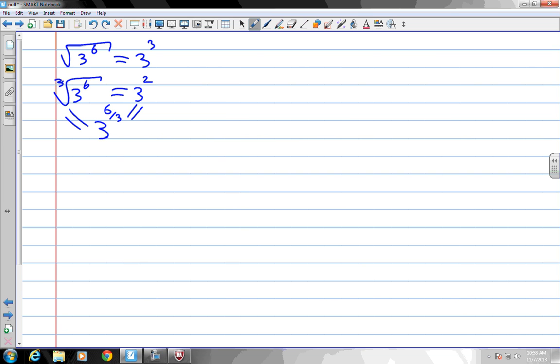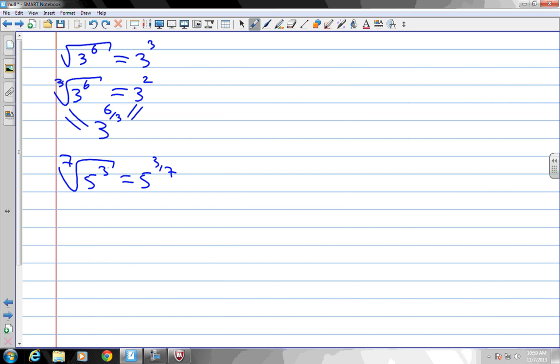Well, that means you can have fractional exponents. In this case, 6 over 3 just worked out perfectly. But if I ask you what is the 7th root of 5 cubed, well, technically, if you follow the same logic, that's 5 to the power 3 over 7. Right?